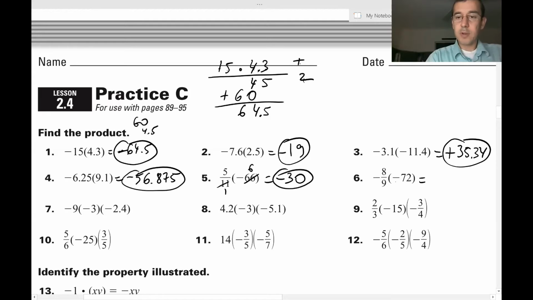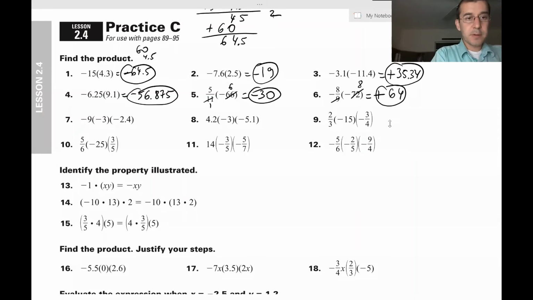Number 6, we have two numbers with the same sign. The product is positive. 9 and 72 cancel out by 9. We get 9 divided by 9 is 1 here. And 72 divided by 9 is 8. 8 times 8 is 64. So plus 64 is number 6. Number 7, let's do first minus 9 times minus 3. Two numbers with the same signs. The product is positive. 3 times 9 is 27 times minus 2.4. The product is going to be negative here, and we have 27 times 2.4, which is 64.8.